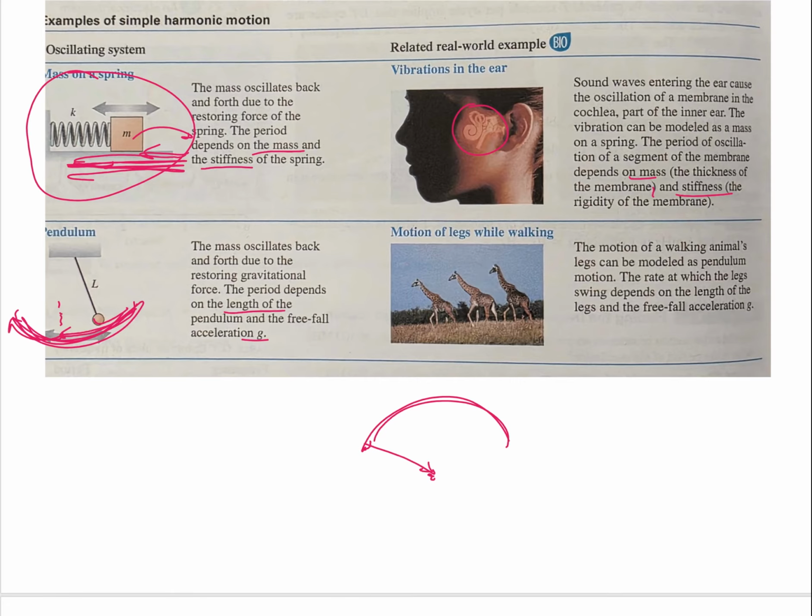Well, so what we're talking about here is the motion of walking animals' legs being modeled as a pendulum motion. So the rate at which the legs swing depends on the length of the legs and the free fall acceleration, gravity. Again, the mass makes no difference here. There is a frequency or period that we could talk about with your legs. Okay? It's actually kind of interesting.